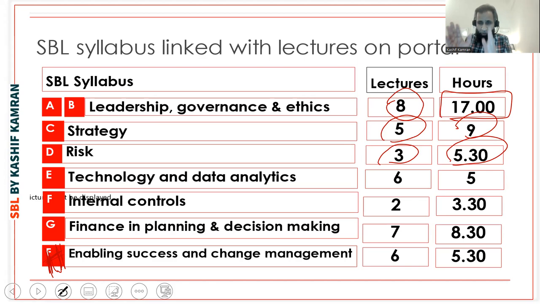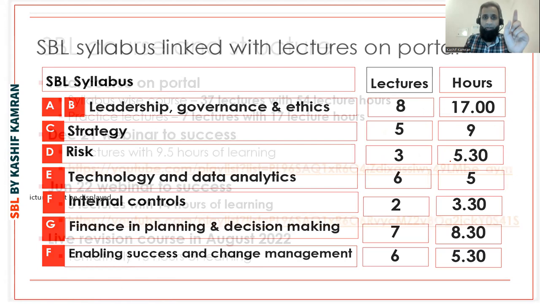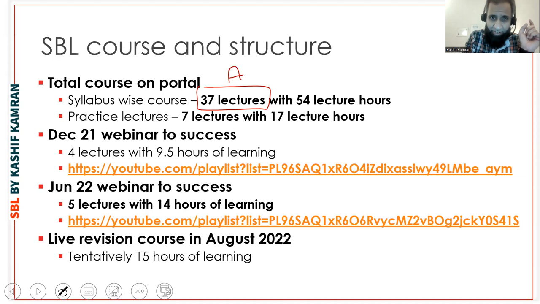Now, on the basis of this, how many total lectures are there on the portal, minus the practice lectures and minus the practice sessions? There are total 37 lectures for syllabus area A to H. A, B, C, D, E, F, G, H. From A to H, how many lectures are there? 37. And what is the total time of these 37 lectures?